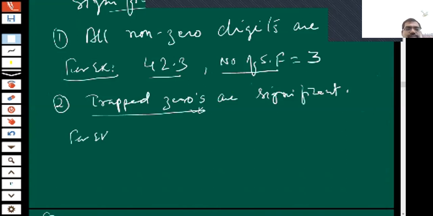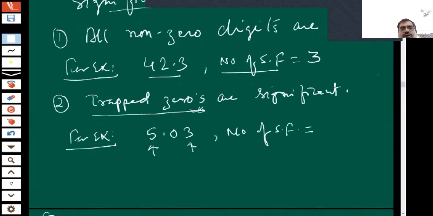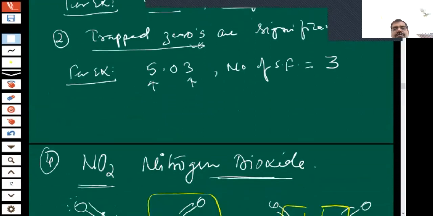For example, see 5.03. So if somebody asks you number of significant figures, you can tell immediately this is significant according to the first rule, and this zero is trapped between two significant figures. So your total answer will be 3. Number of significant figures will be 3. Okay, so these things you have to keep in your mind.